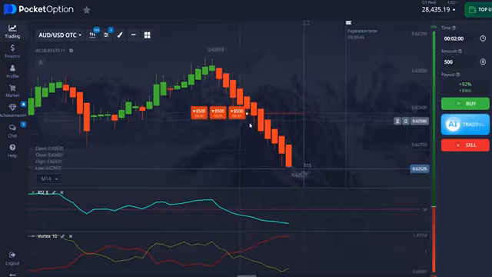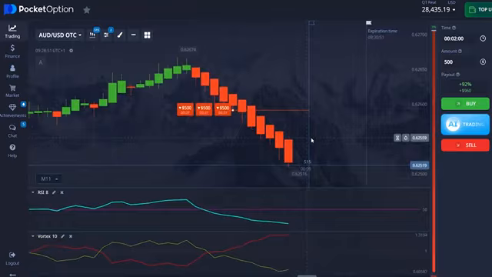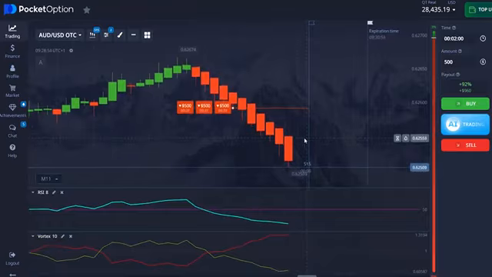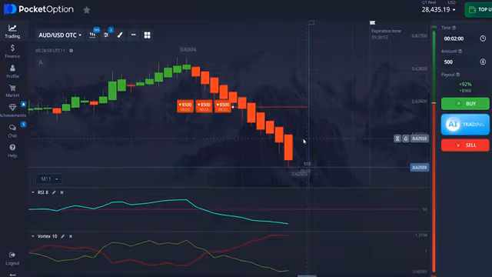So guys, we have 30 seconds towards the end of this trade. Let's actually wait and see if we're going to have another good moment right here.